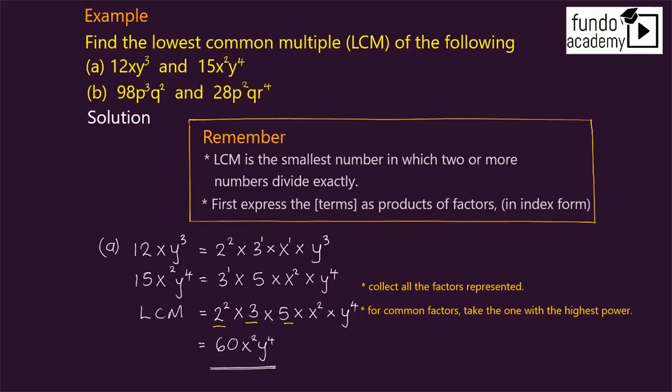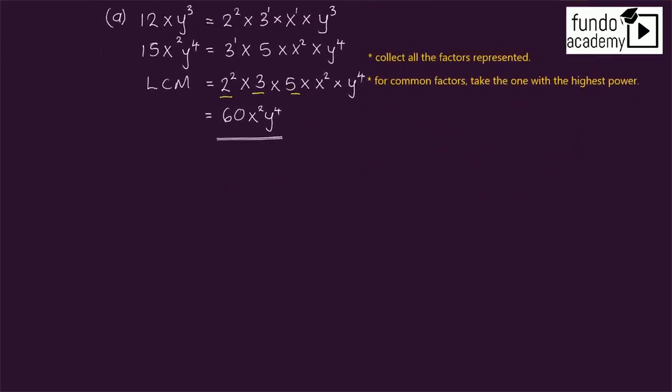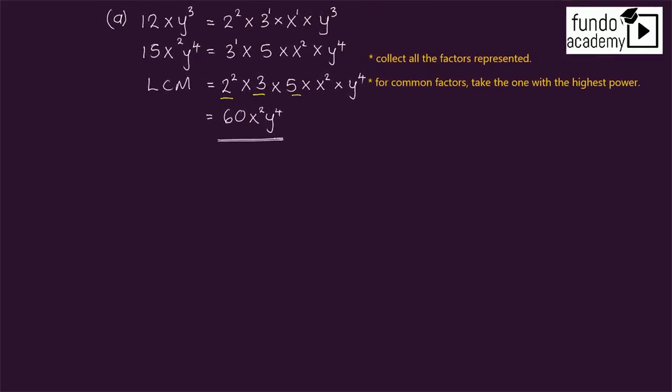Right, so I just hope you understood what we did here on part A. I'm giving you part B to work out, and I'm gonna be giving you just 2 minutes to complete it. So remember, on part B we have 98p cubed q squared and 28p squared q r to the power of 4. I want you to pause the video and start working from now.